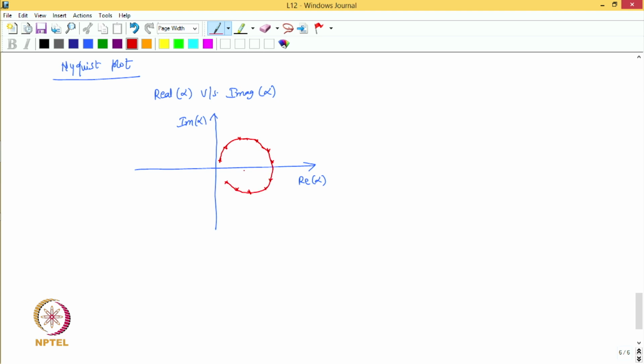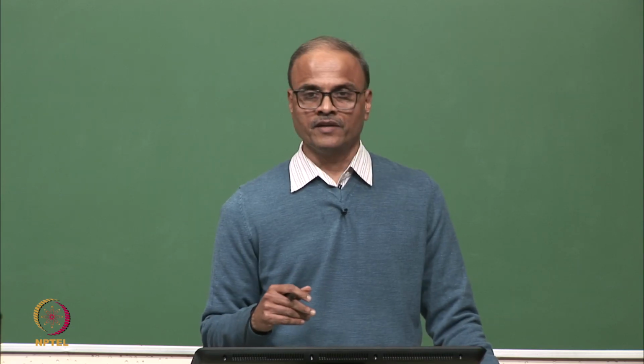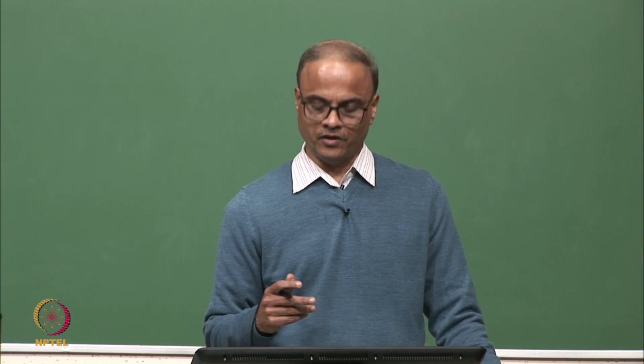Something like this. Okay. So, in the Nyquist plot, the frequency variable appears only implicitly, right. However, we can see the variation of real and imaginary part against each other. That is the advantage of the Nyquist plot.